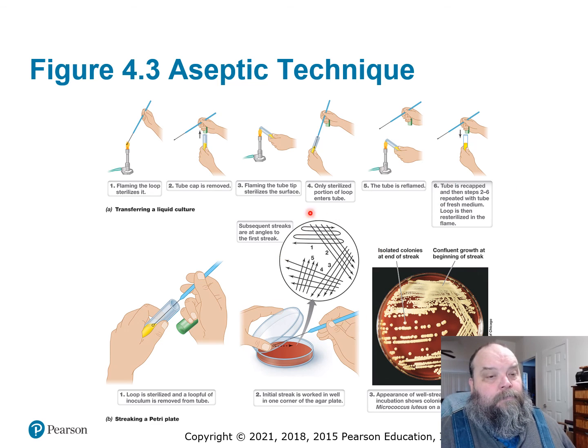You look here. Here is the OG way of doing a streak plate. You take the loop, you sterilize it, you dip it into your broth, and then you smear it around. Re-sterilize, 1, 2, 3, boom, sterilize, 1, 2, 3, sterilize, 1, 2, 3.